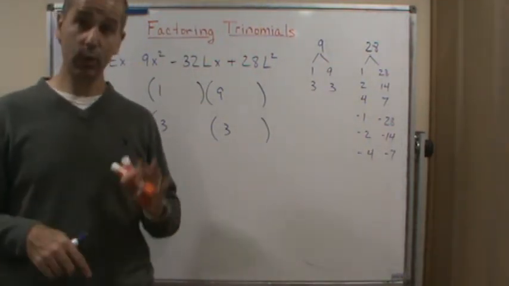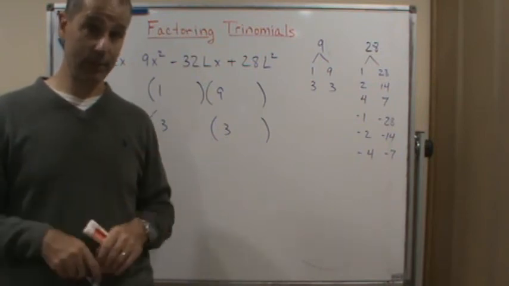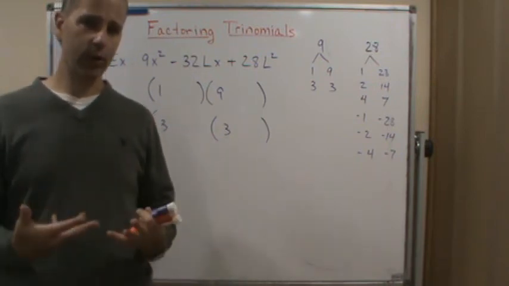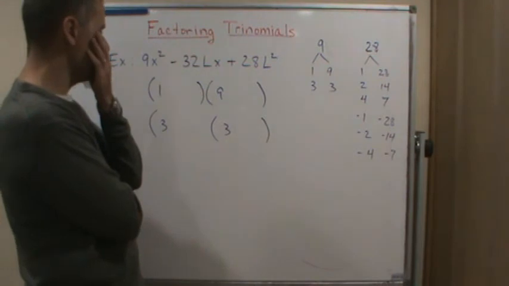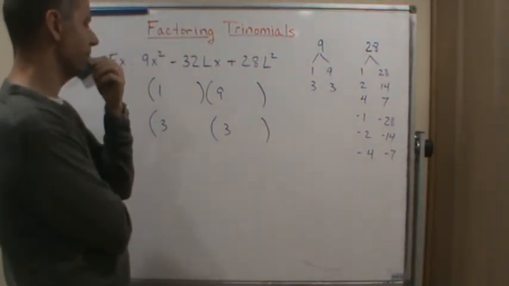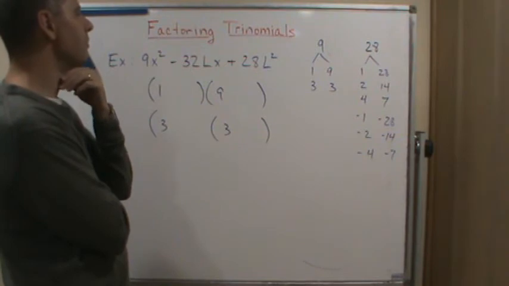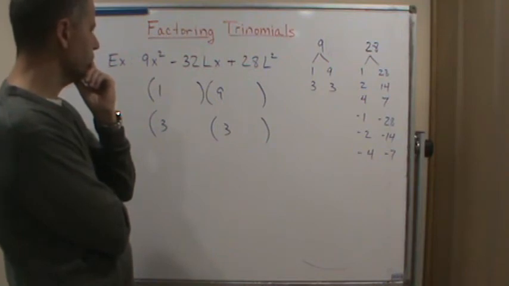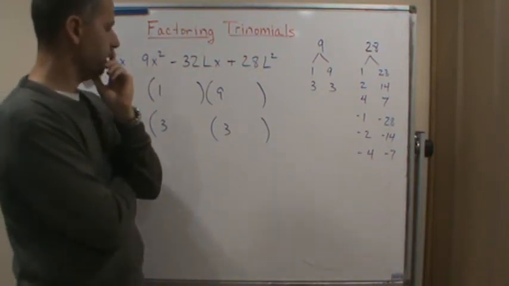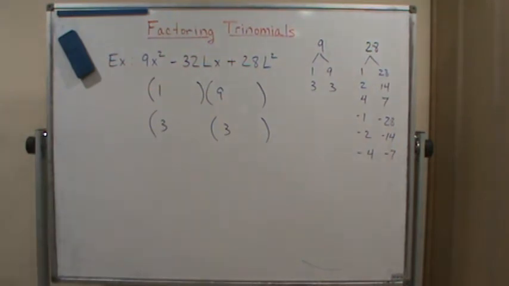You could do it. It's possible. You have to go through and find out what the middle terms add up to. But again, why would you want to do trial and error? I don't want to do trial and error. So we're going to look at a couple of things here. I just want to figure out if I want to do it this way or not.